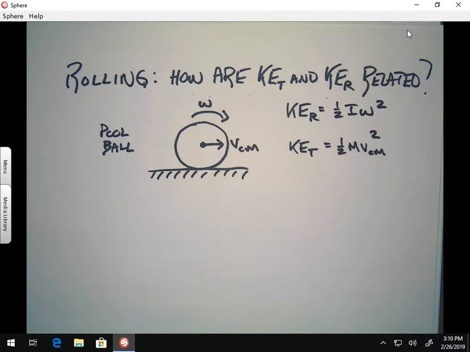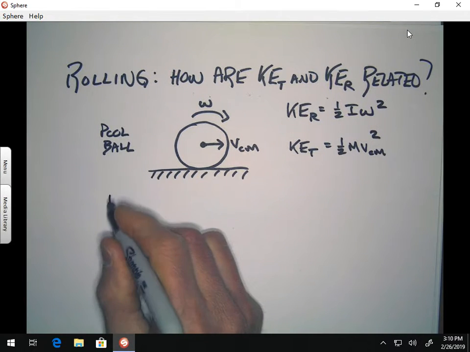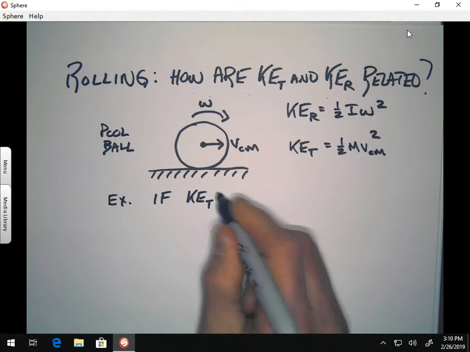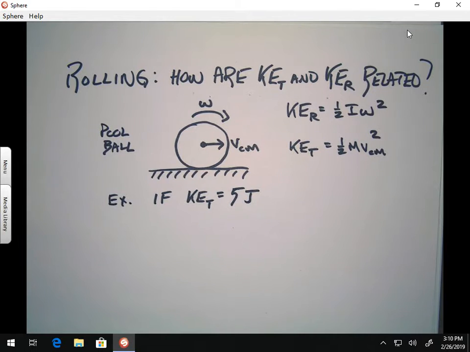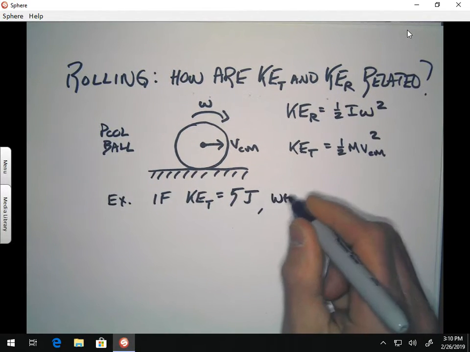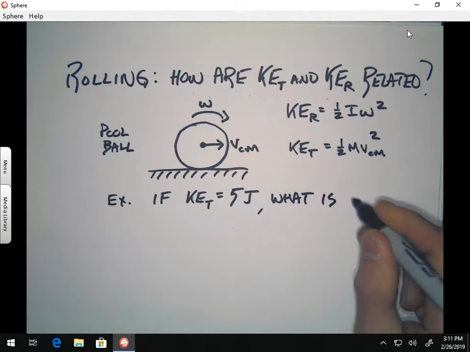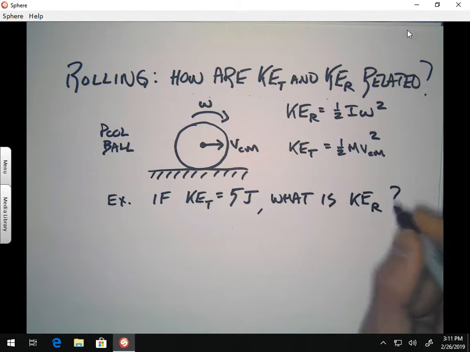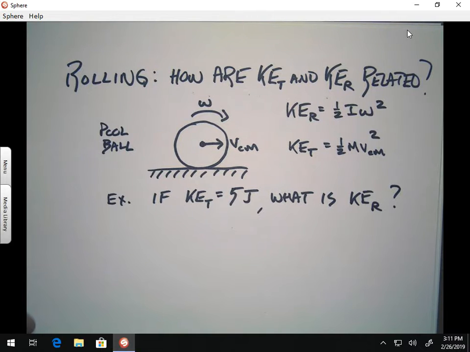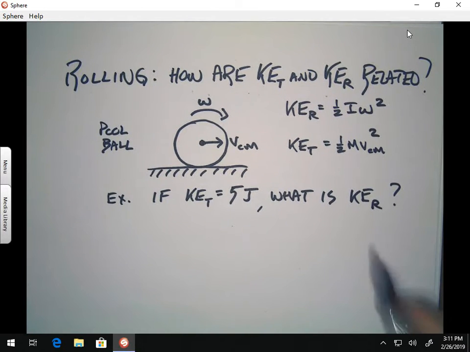So the question that we would want to answer about this would be something like this. What if you know that the translational energy is equal to 5 joules? Let's say that you calculate this and you get 5 joules. If you know that, then how much energy goes into rotation? And I hope you're not just jumping and saying, oh, it must be 5 joules. There's no reason to assume that. This could be something quite different, and we want to have some way of predicting what's happening here.